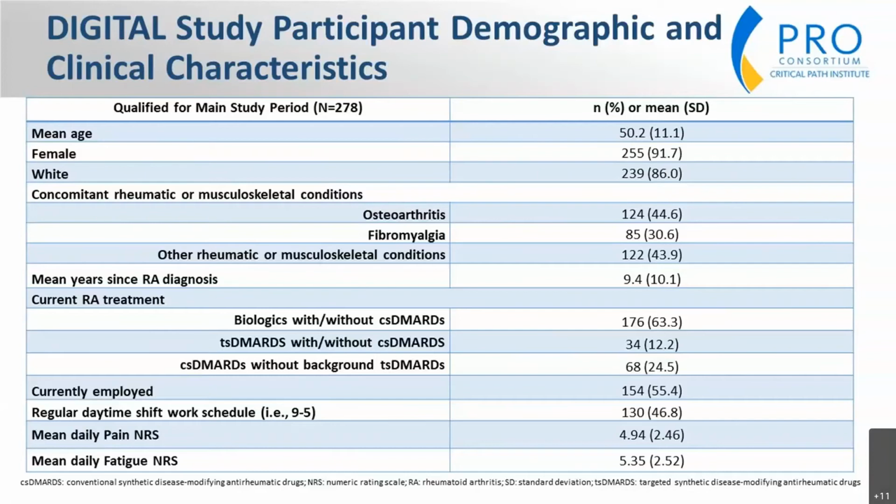We also collected our participants' employment status and regular work schedule to allow us to account and adjust for their activity patterns based on their daily schedule. For example, do they work night shifts, or irregular shift hours? And then at baseline, the mean pain and fatigue NRS scores were approximately in the middle of the range.